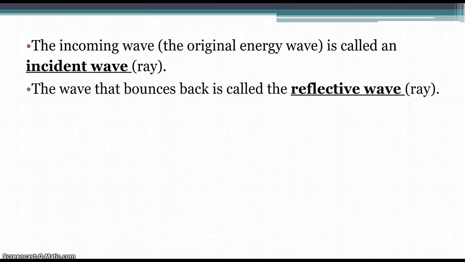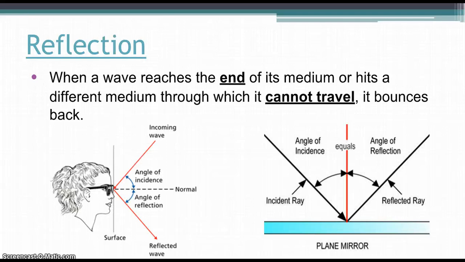Now, the second thing that you need to know is that the part of the energy wave that bounces back because it cannot go through the barrier medium is called the reflective wave. And in the diagram here, you can see the energy wave hits the sunglasses and is reflected back out, and this is the reflected wave. It can be the reflected ray. That's pretty much it, just those two.